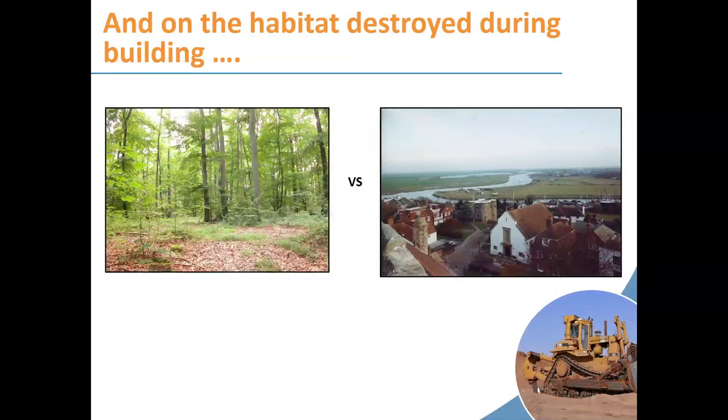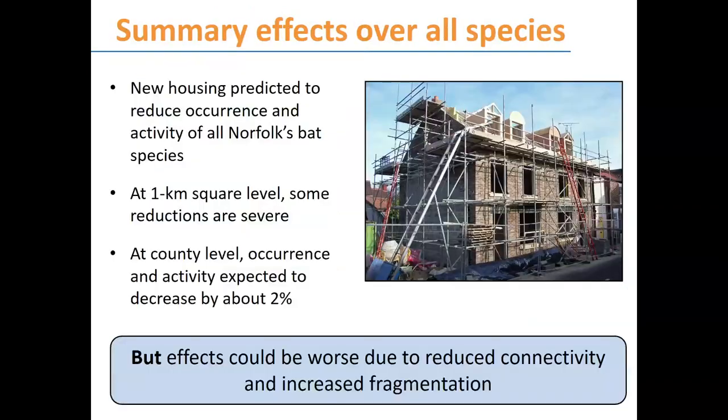And we also found that the effect varied depending on what habitat was destroyed in the building. So if you build on broadleaf woodlands, you're going to have a much stronger effect than if you build on habitat that the bats don't like so much, like fen, marsh and swamp. So in summary of these effects, basically the new housing is predicted to reduce the occurrence and activity of all Norfolk's bat species, though the amount varies depending on the species.